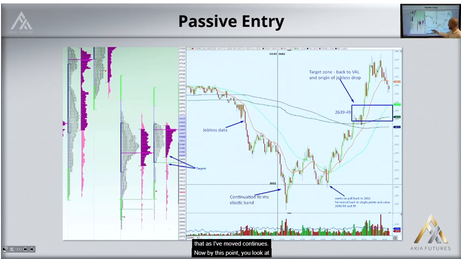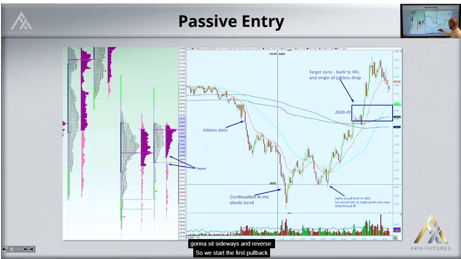Now, by this point, you look at the profile and you see that this is very, very stretched. We've done double the day's range without moving value in any way, and the VPOC is still very close to the high of the day. So we're in a situation now where we're moving further and further from value. The market needs to do one of two things. And this is where you've got to be thinking about it down here. Either we're going to sit sideways and go again, or we're going to sit sideways and reverse.